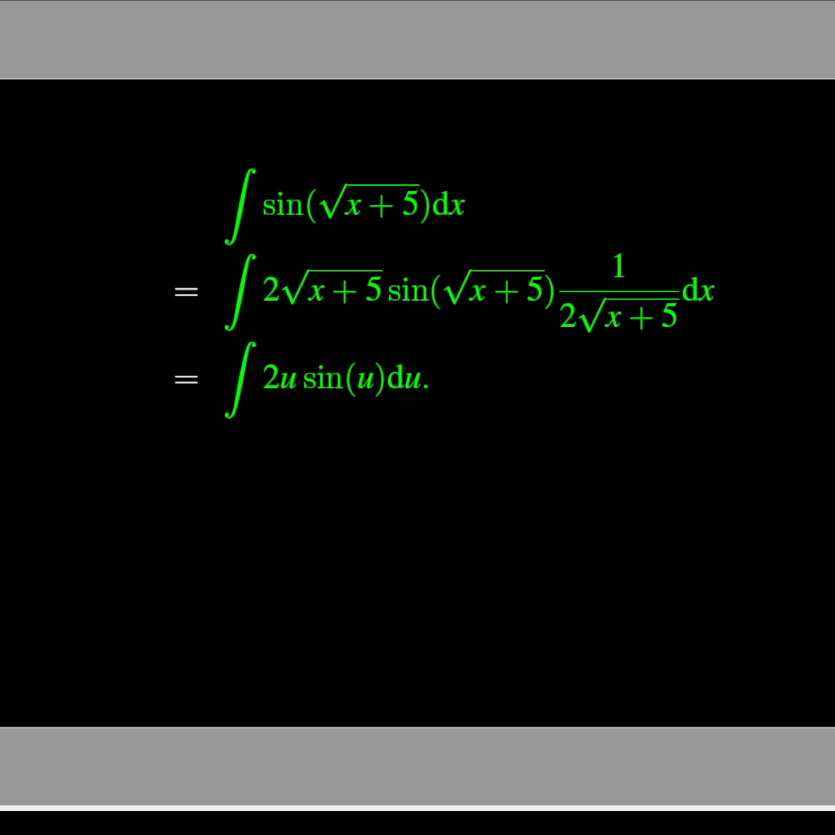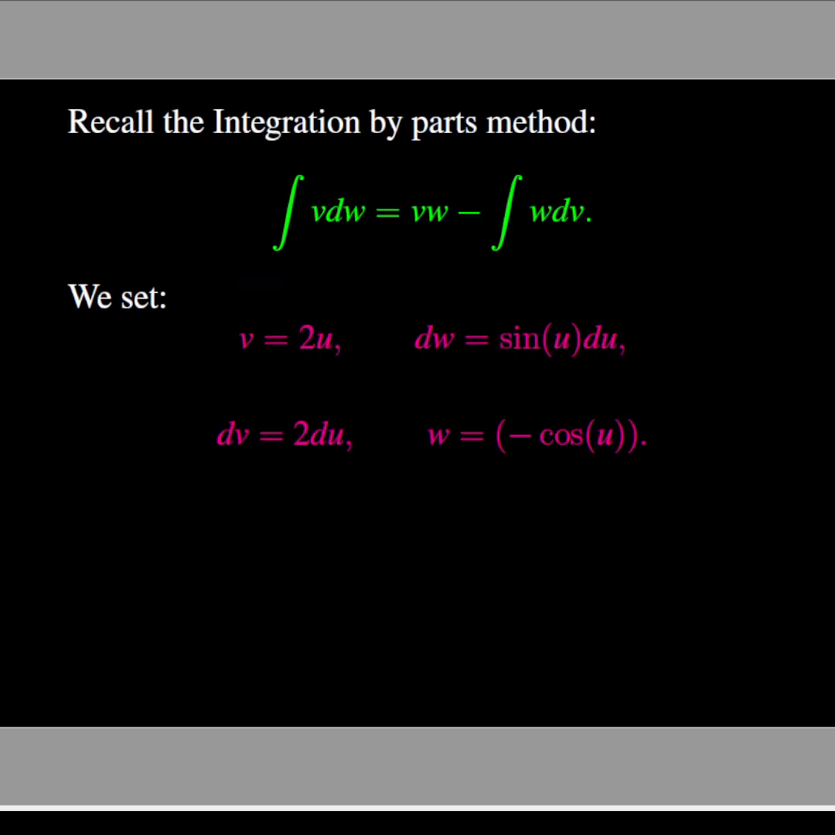In order to compute the integral of 2u times sine of u du, we have to use the integration by parts method. Recall the integration by parts method. In this new approach, we set v equal to 2u and dw equals sine of u du. Thus, dv equals 2 du and then w equals negative cosine of u.